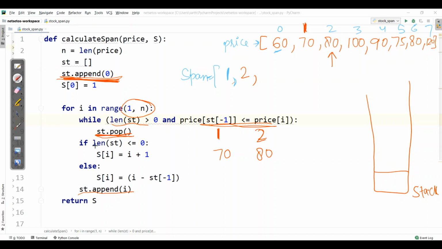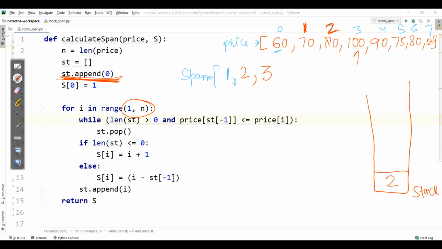And here again we got the length of the stack 0. Span will be I plus 1. So I is 2. Here it will be 2 plus 1 as 3. And the stack will be appended with I, which is 2. So here we will get 2.